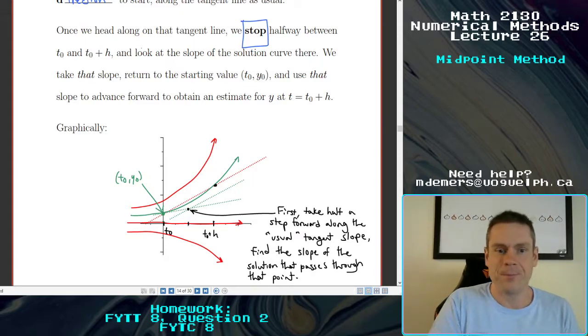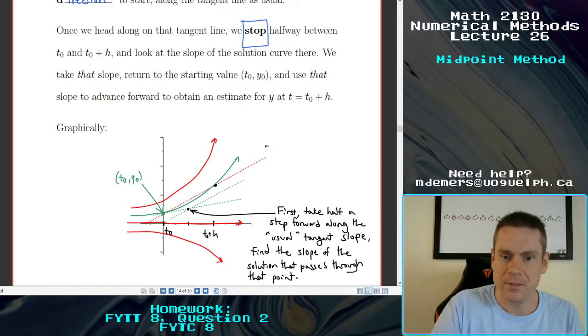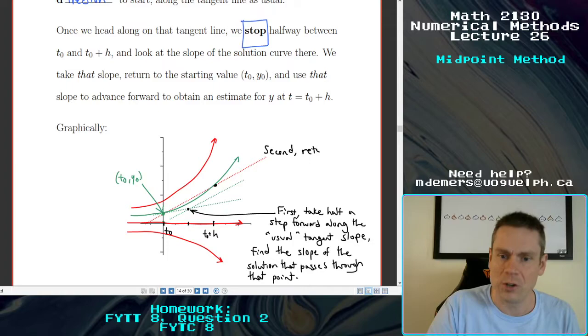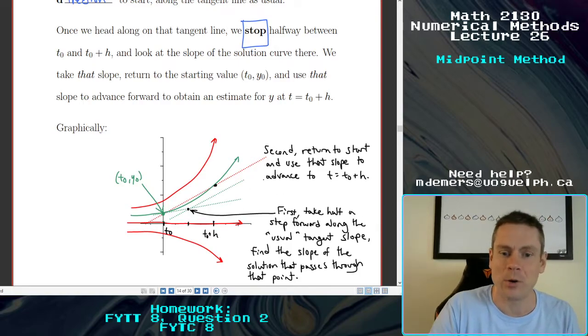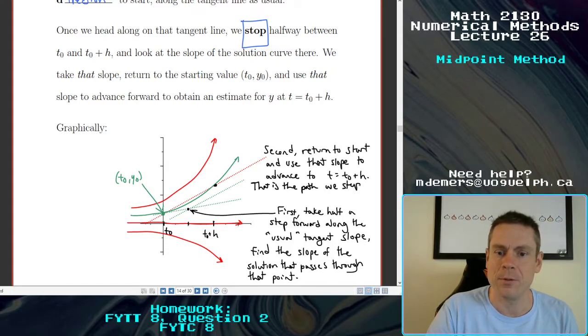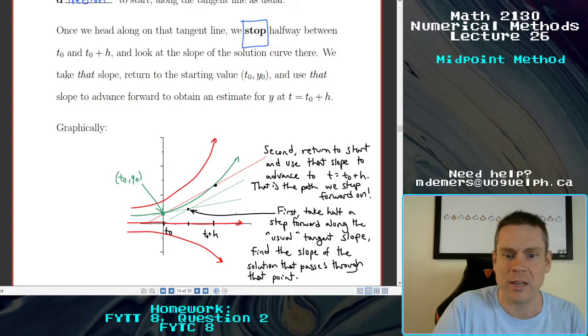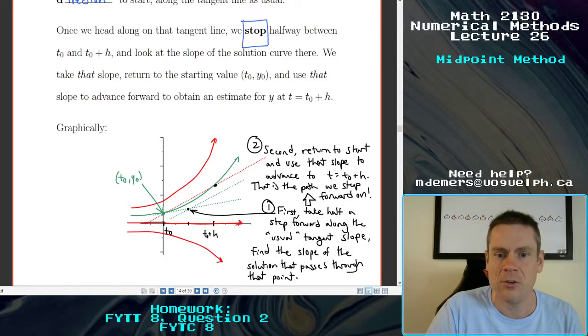So then, second, return to the start and use that slope to advance to t equals t0 plus h. And so that's the path we walk along. That is the path we step forward on. Okay, so I have 2 steps. I'm going to say this is step 1. This is step 2. So we're going from here to there.